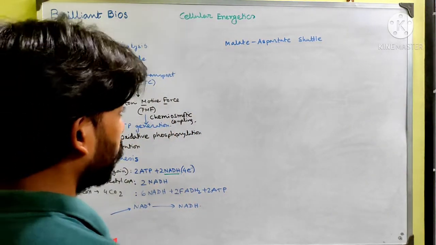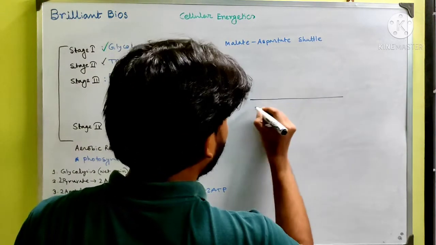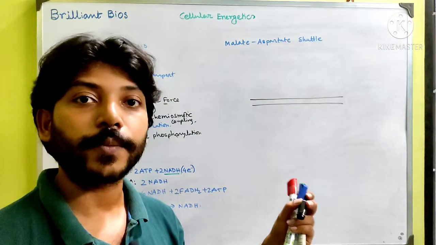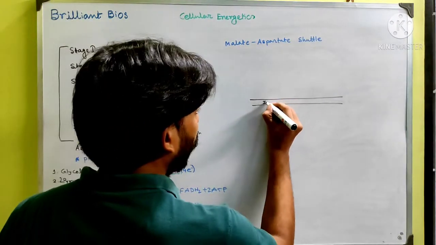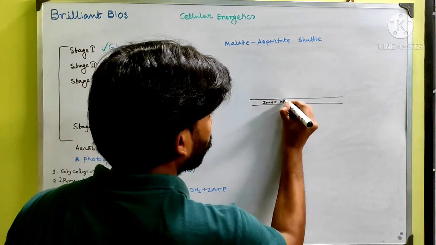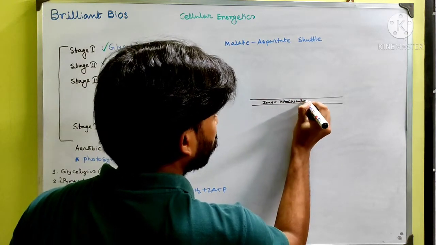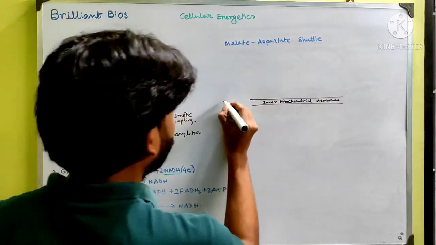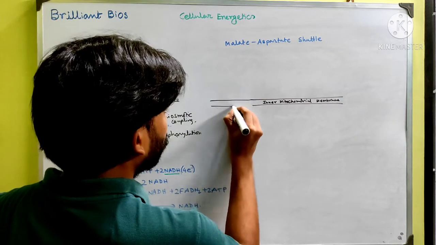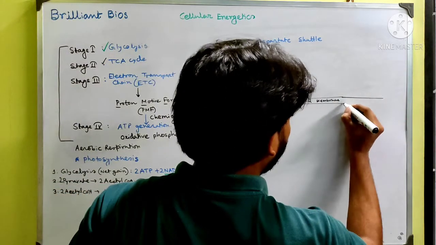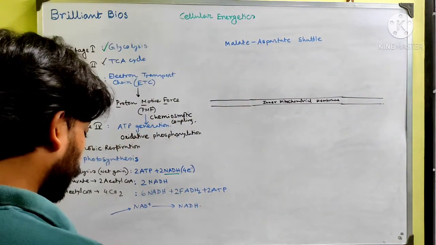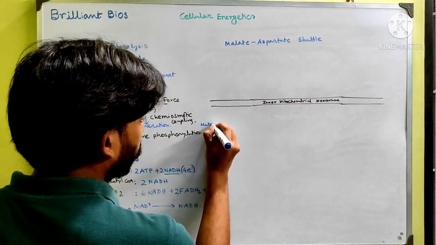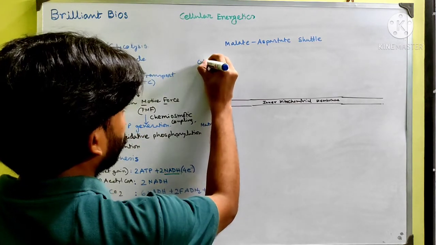So let me draw the inner mitochondrial membrane, because this shuttle happens between the cytoplasm and the matrix, and this inner mitochondrial membrane is the barrier for these two molecules to exchange between the cytoplasm and the matrix. Now this is the matrix of the mitochondria and this is the cytoplasm. Let's suppose.